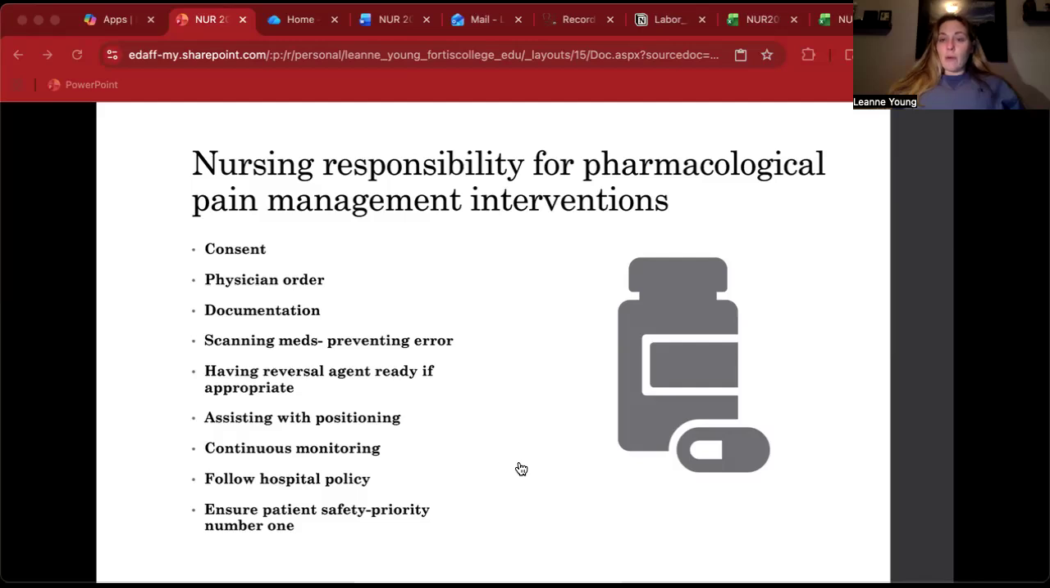Having a reversal agent ready if appropriate. Assisting with positioning. So like for an epidural, having her sitting on the side of the bed, leaning over, monitoring the baby, monitoring her blood pressure, monitoring mom's vital signs. All of that is going to be extremely important. Whenever we're administering any type of medication, any type of pain medicine, we need to continually monitor our infant. Typically, we're also monitoring mom, but monitoring baby is huge. So if we're giving her any kind of pain management, you best believe that baby better be on the monitor. Obviously, follow your hospital policy. Ensure that patient safety is priority number one. Okay?